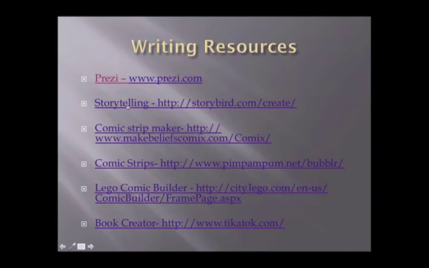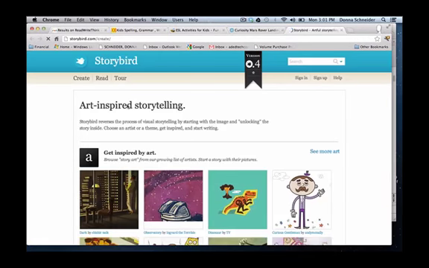Storybird is a great site for learning how to do storytelling. The premise behind Storybird is to reverse the process of visual storytelling by having students start with an image and then developing the story around that. Students can also read storybirds that other people wrote.